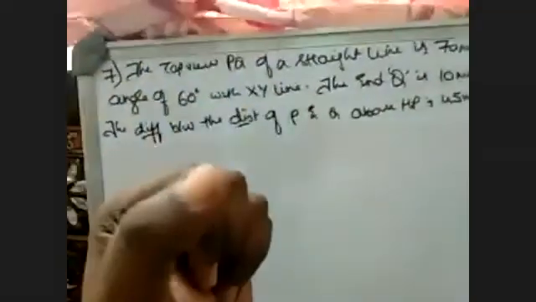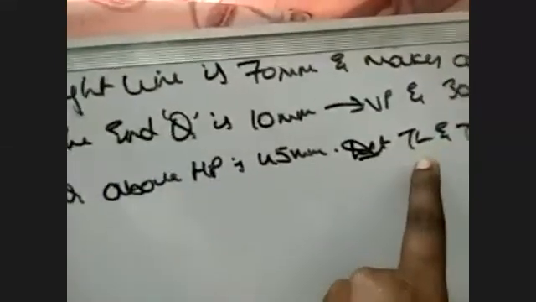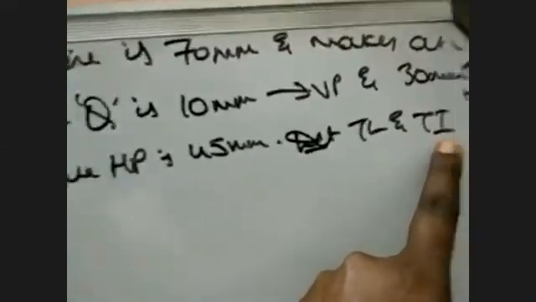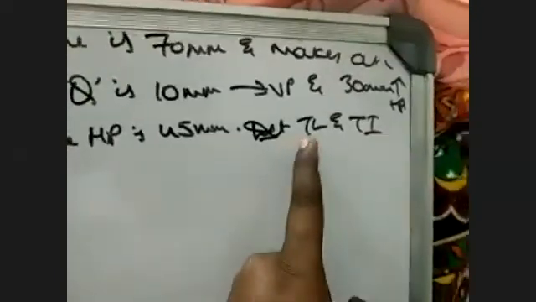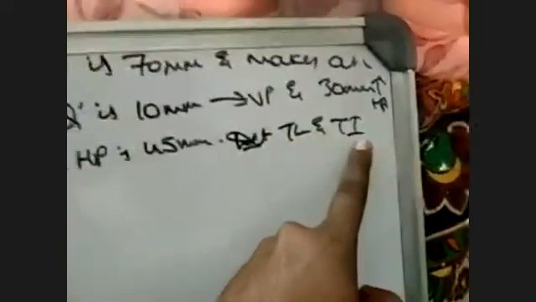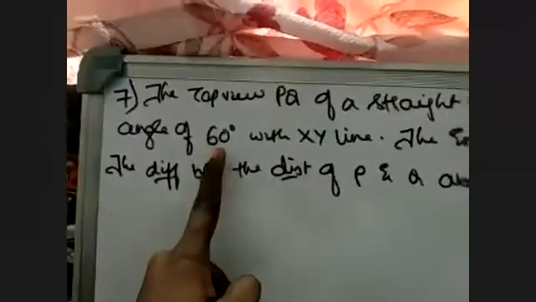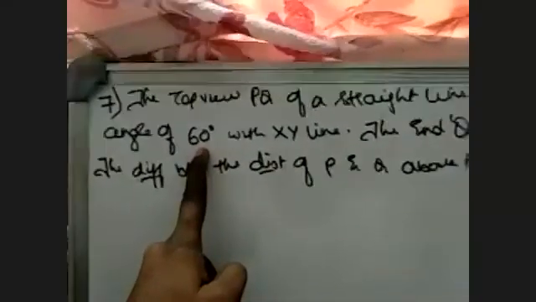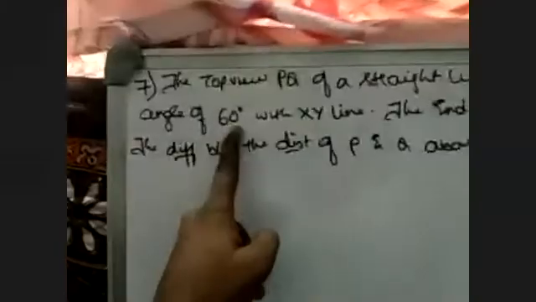Second thing, sir, how can you decide that this is apparent length, it is not true length? Please observe what he is asking you to calculate. He is asking you to determine the true length and the true inclination with HP and VP. When he is asking you to calculate true length and true inclination with HP and VP, can you tell this is true length, and can you tell this as true inclination? No. Correct?